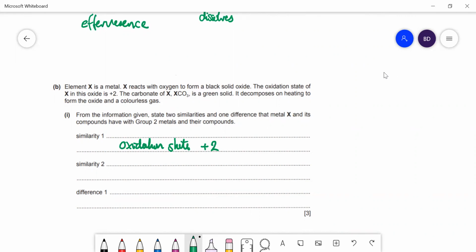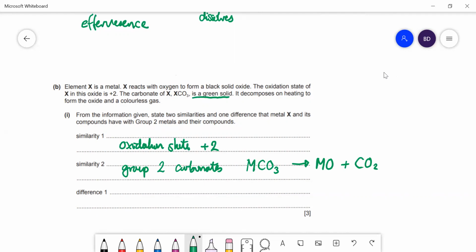Another similarity is that group 2 carbonates will also decompose. For example, you get the formula MCO3, where M is the metal, that's the carbonate, and it is going to give you the metal oxide and CO2, so they'll both decompose in the same way. A difference, I would say, is that group 2 compounds are always white, whereas this one is a green solid.